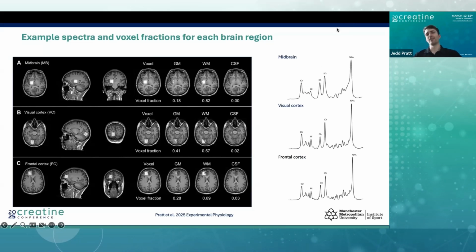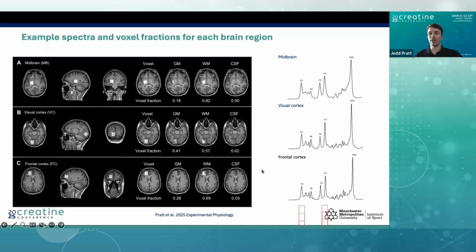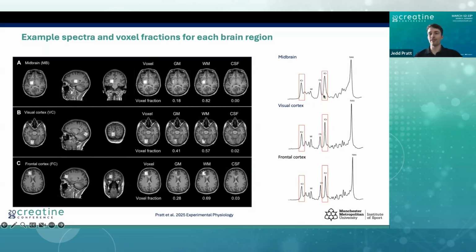And then you can see there on the right-hand side of the screen the average spectra that we obtained for each of these areas. So for the midbrain, the visual cortex, and the frontal cortex. And you can see total creatine, which we looked at towards the start of this presentation. We can see that it is resonating at these two distinct points along that parts per million scale for every region there.